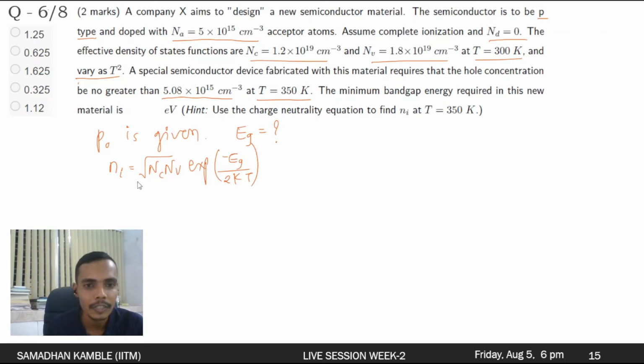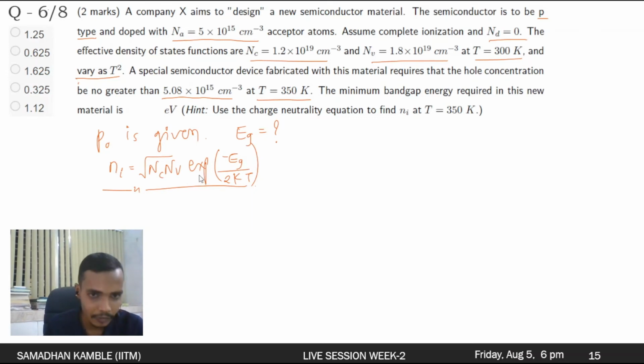So essentially from this relation we can see that we need the values of Ni, Nc and Nv. So we need three different parameters to find out the value of the band gap, that is Eg, and these values we need at 350 Kelvin. These values are given at 300 Kelvin. We need to find them first at 350 Kelvin, and then we can substitute them in this particular formula and we'll get the value of Eg.